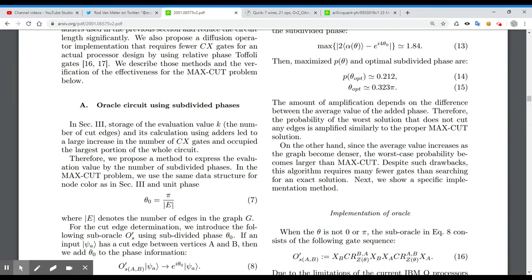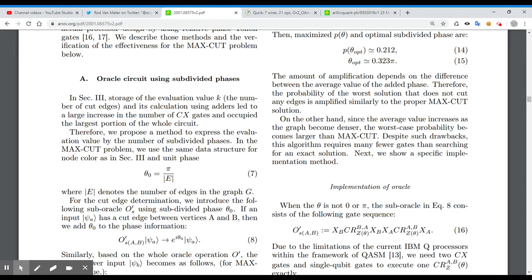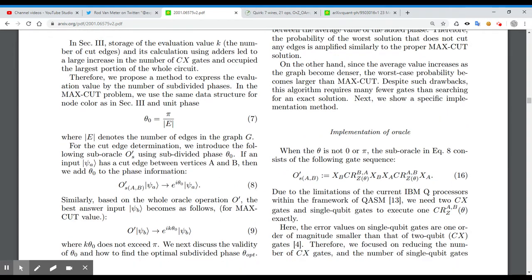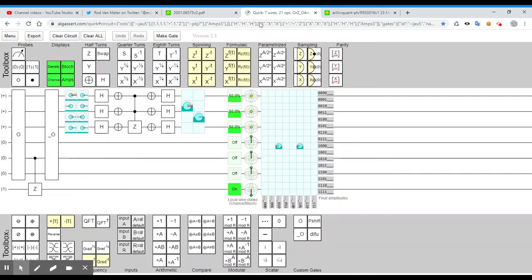Basically, Oracle circuit design using subdivided phases. In section 3, storage of the evaluation value k, the number of cut edges, and its calculation using adders, led to a large increase in the number of controlled X gates and occupied the largest portion of the whole circuit. So this is basically that thing here, which now of course is packed into one black box, but this is way bigger than that.